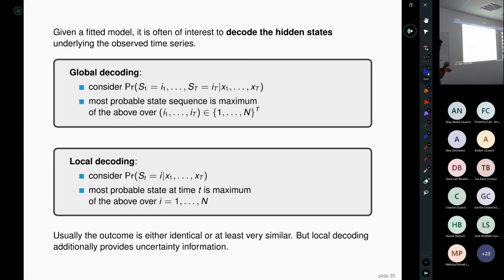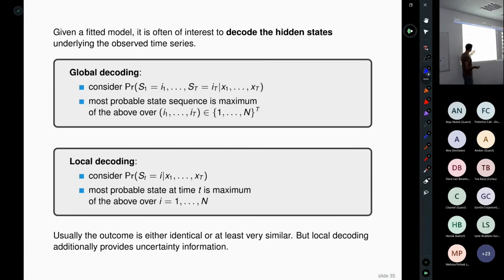The output of this will be a state sequence like 1, 1, 1, 2, 2, 2, 1, 1, 3, 3, 3, 1, 1, 1. If you do global decoding, that will give you the most likely state sequence to have generated the data. The output is simply whatever that most likely state sequence is.